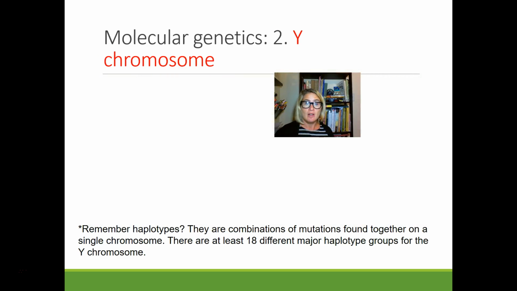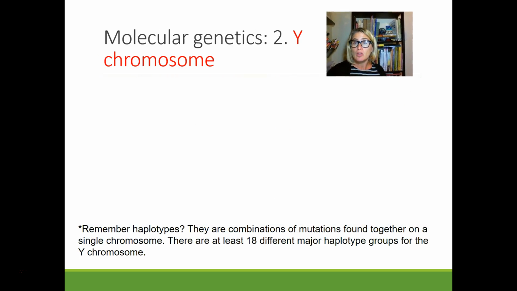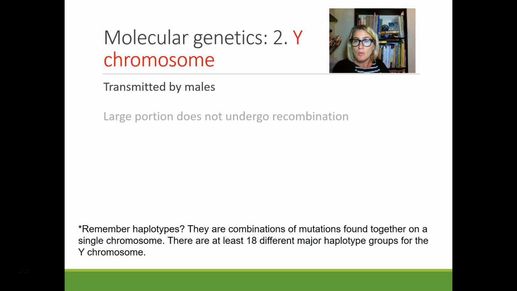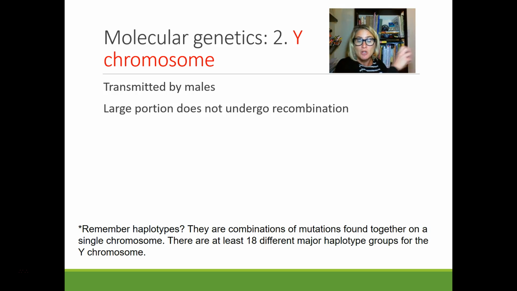We also can use Y chromosome data. Unlike mitochondrial DNA that you get from your mom, the Y chromosome can only be inherited from the dad, and you only get a Y chromosome if you're a male. So we can trace back both the maternal most common recent ancestor and a male paternal most common recent ancestor.